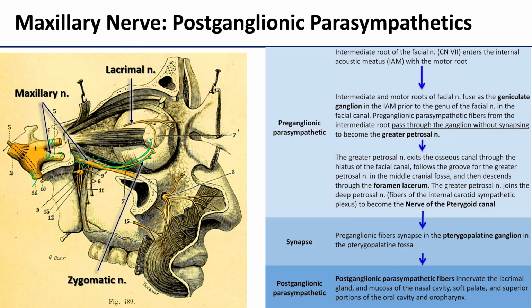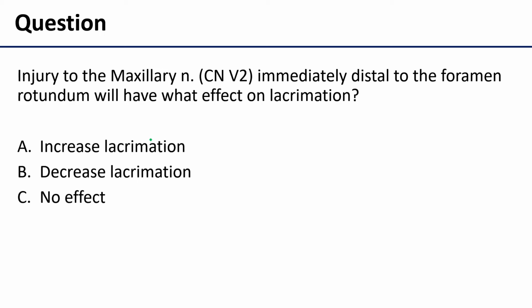So we have another case of parasympathetic fibers, in this case postganglionic parasympathetic fibers, hitchhiking with a branch of the trigeminal nerve. That leads us to the assessment question, and that is injury to the maxillary nerve or a lesion on the maxillary nerve immediately distal to the foramen rotundum will have what effect on lacrimation? Increased, decreased, or no effect?